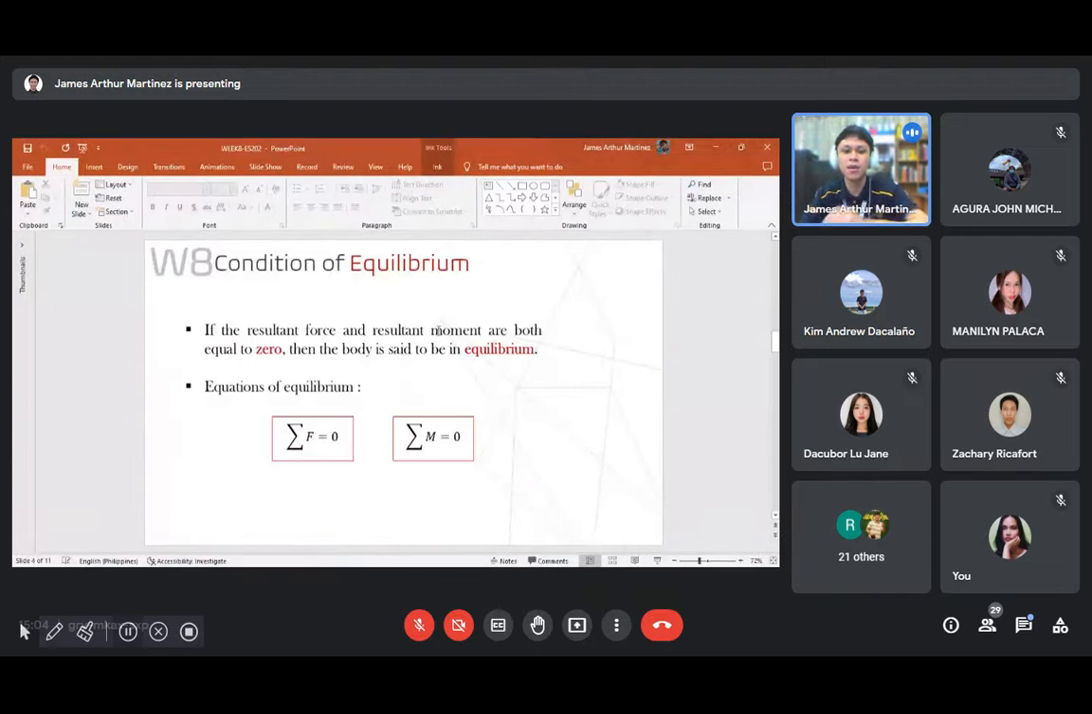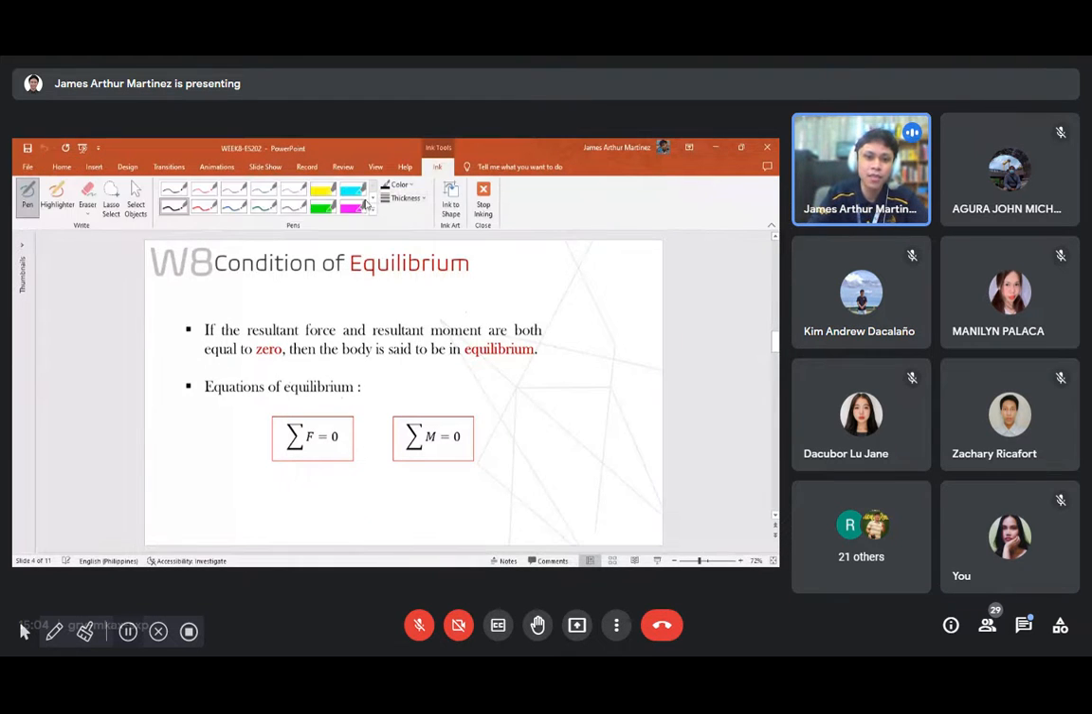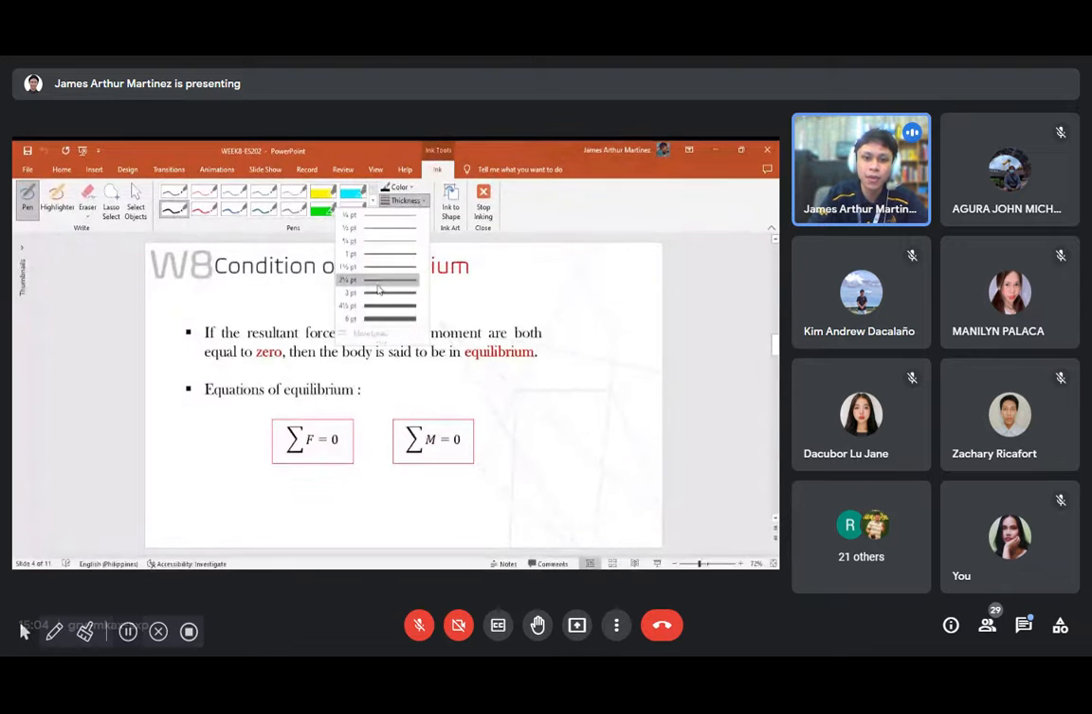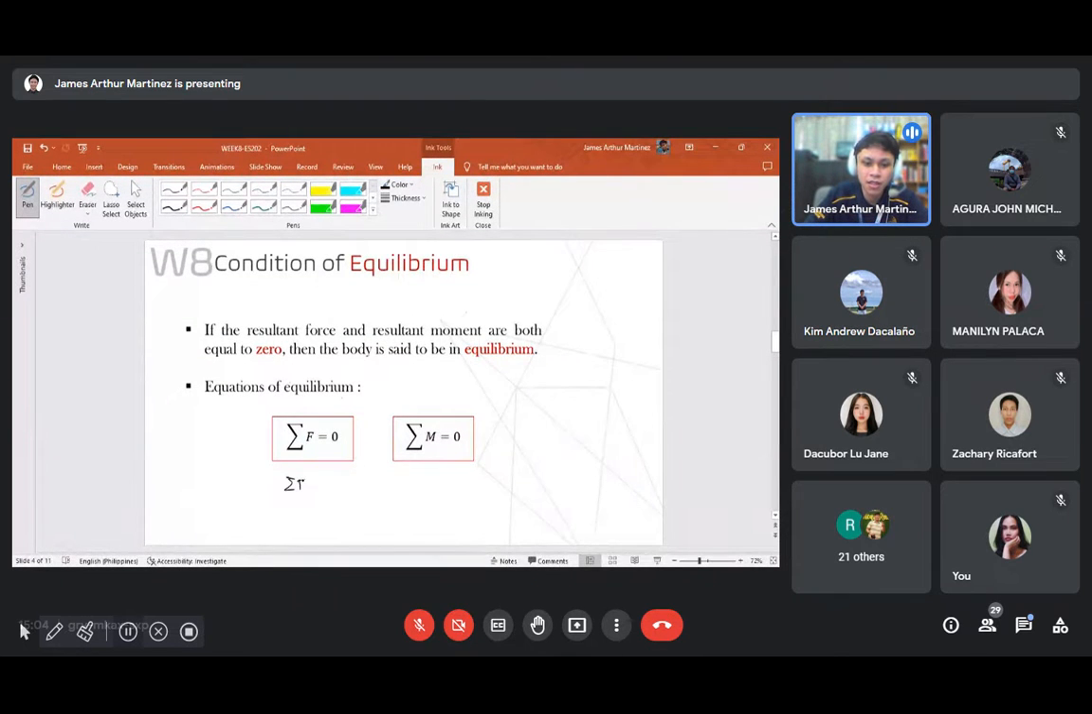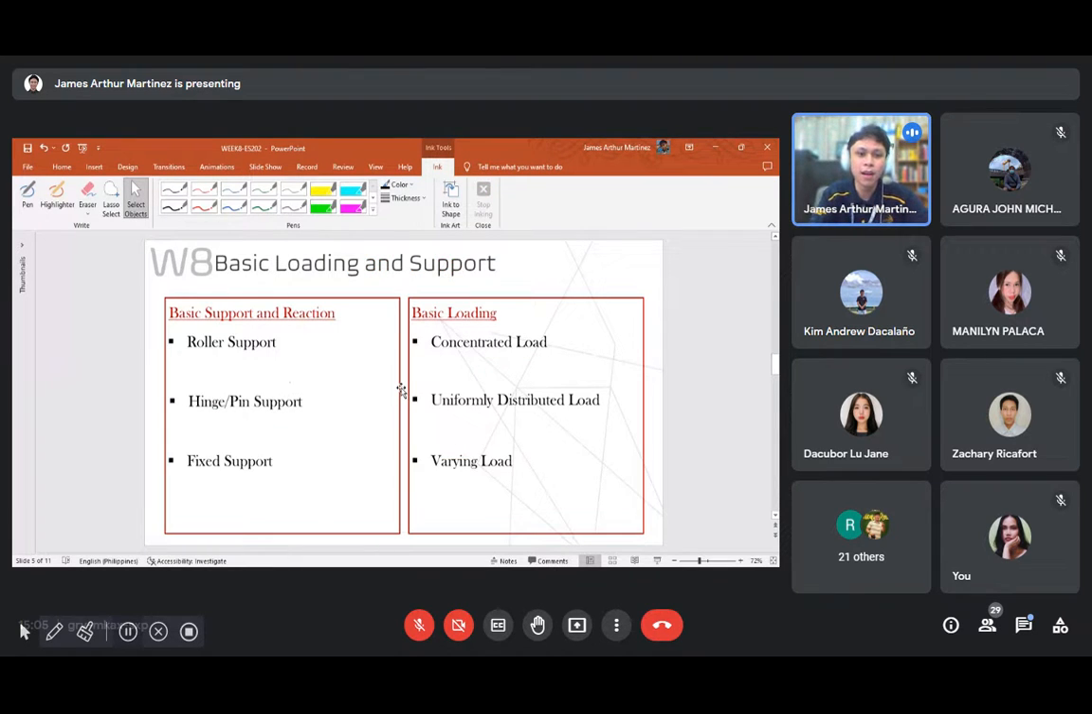Under this, the summation of forces is equal to zero. So we can also say that the summation of forces along the y-axis is equal to zero, and the summation of forces along the x-axis is equal to zero. So basically, we have three equations for equilibrium. Then the third one is this one: the summation of moment is equal to zero. Okay? So these are the equations of equilibrium.